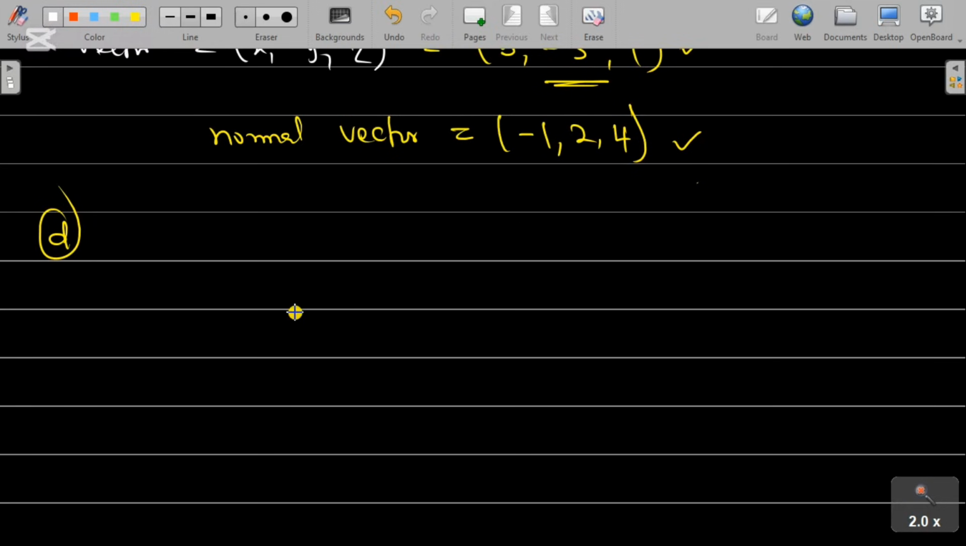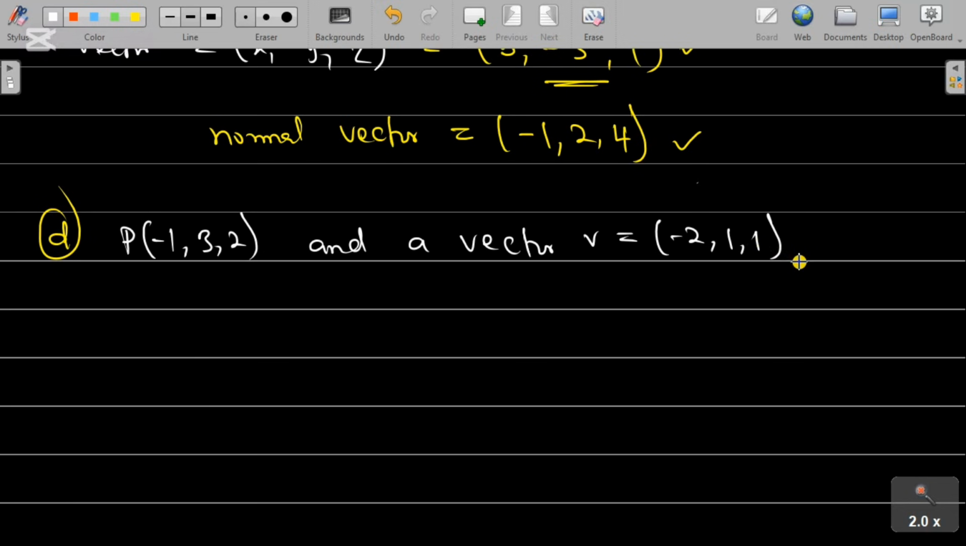So in 4D it says if a plane passes through a point, so you are given the point P (-1, 3, 2), and then a vector, so it passes through a point and a vector, and this is the vector v (-2, 1, 1). So if a plane passes through a point and a vector v is perpendicular to that particular plane, then its point normal form of equation is given as follows.